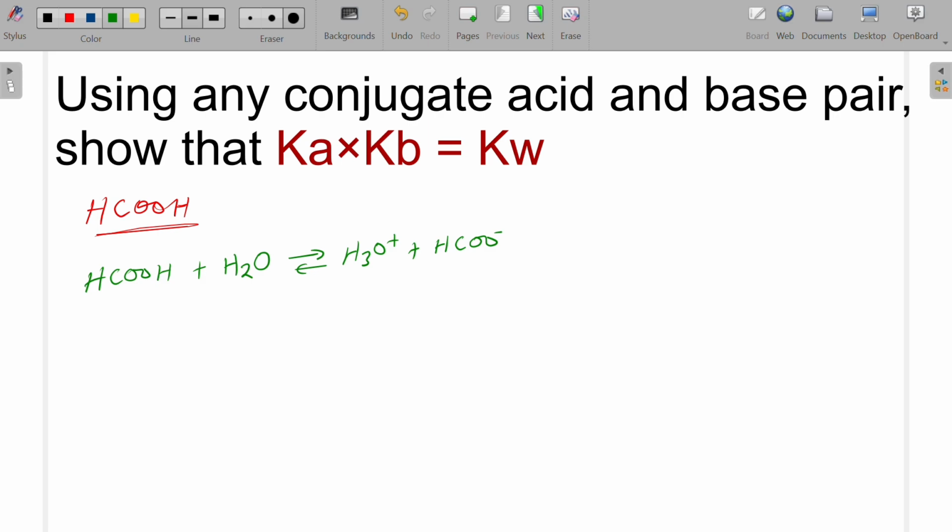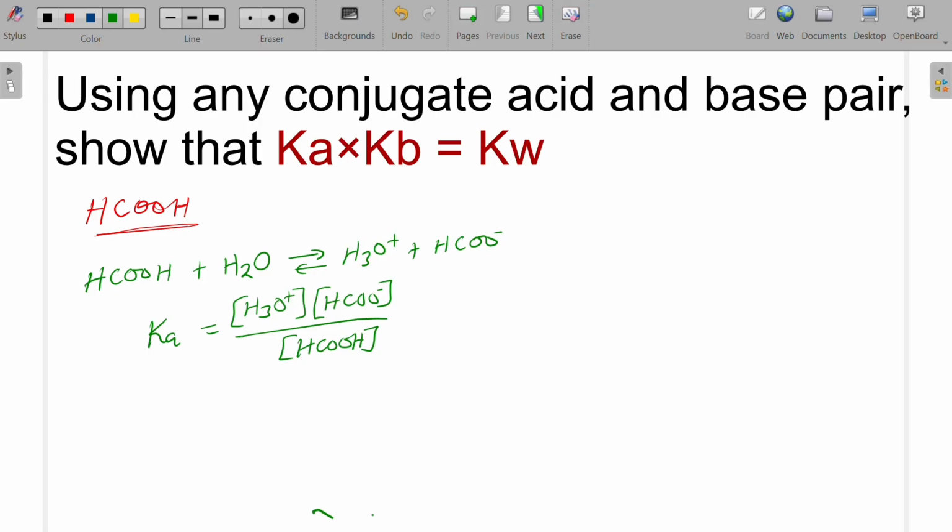Now the next step is to write its Ka expression. So the Ka expression will be the concentration of the products. We have the hydronium ion on the product side, and we have HCOO minus, the conjugate base, and then this will divide by the concentration of the acid. Remember, water is not included because it's in liquid form. All right.